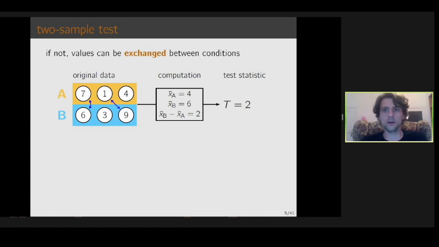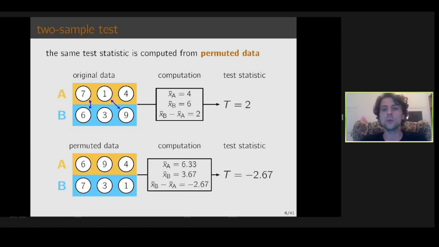If there's no mean difference between the groups A and B, values can be exchanged between conditions, because this wouldn't change the relative distribution of the conditions. For example, we could exchange the 7 with the 6 and the 1 with the 9. And exchanging data points between conditions means that we are permuting the data, which leads to permuted data. So we have an original data set and we have a permuted data set.